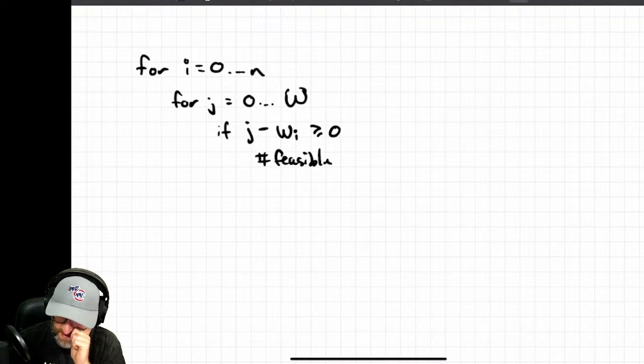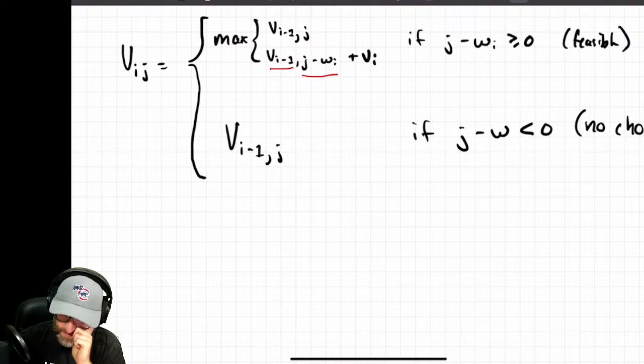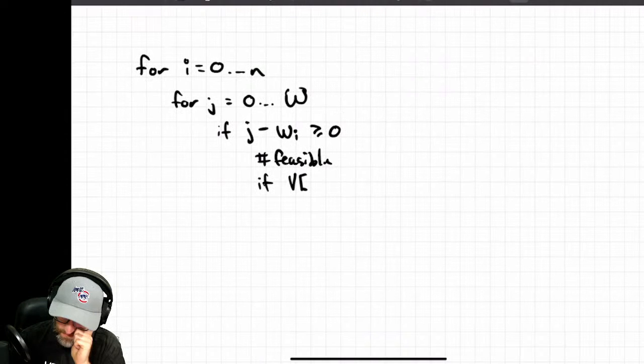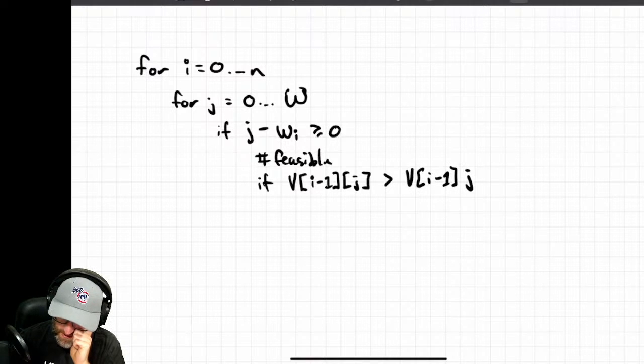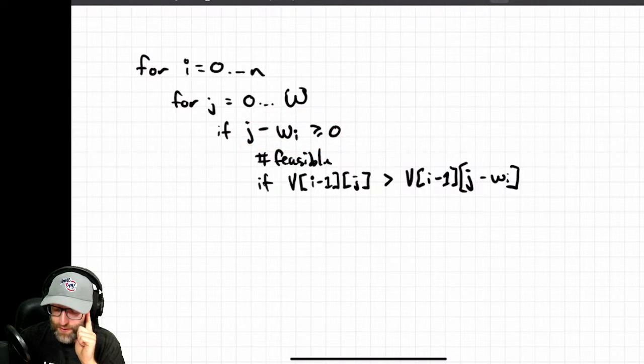So it's feasible. So we take the maximum, right? If the value of, and then here we're codifying that this is feasible, and so we'll take this value and this value here. V sub I minus 1 j is greater than V sub I minus 1 j minus W sub I. And remember, we're not going to have any index problems here whatsoever because we've already verified that this is greater than or equal to 0.